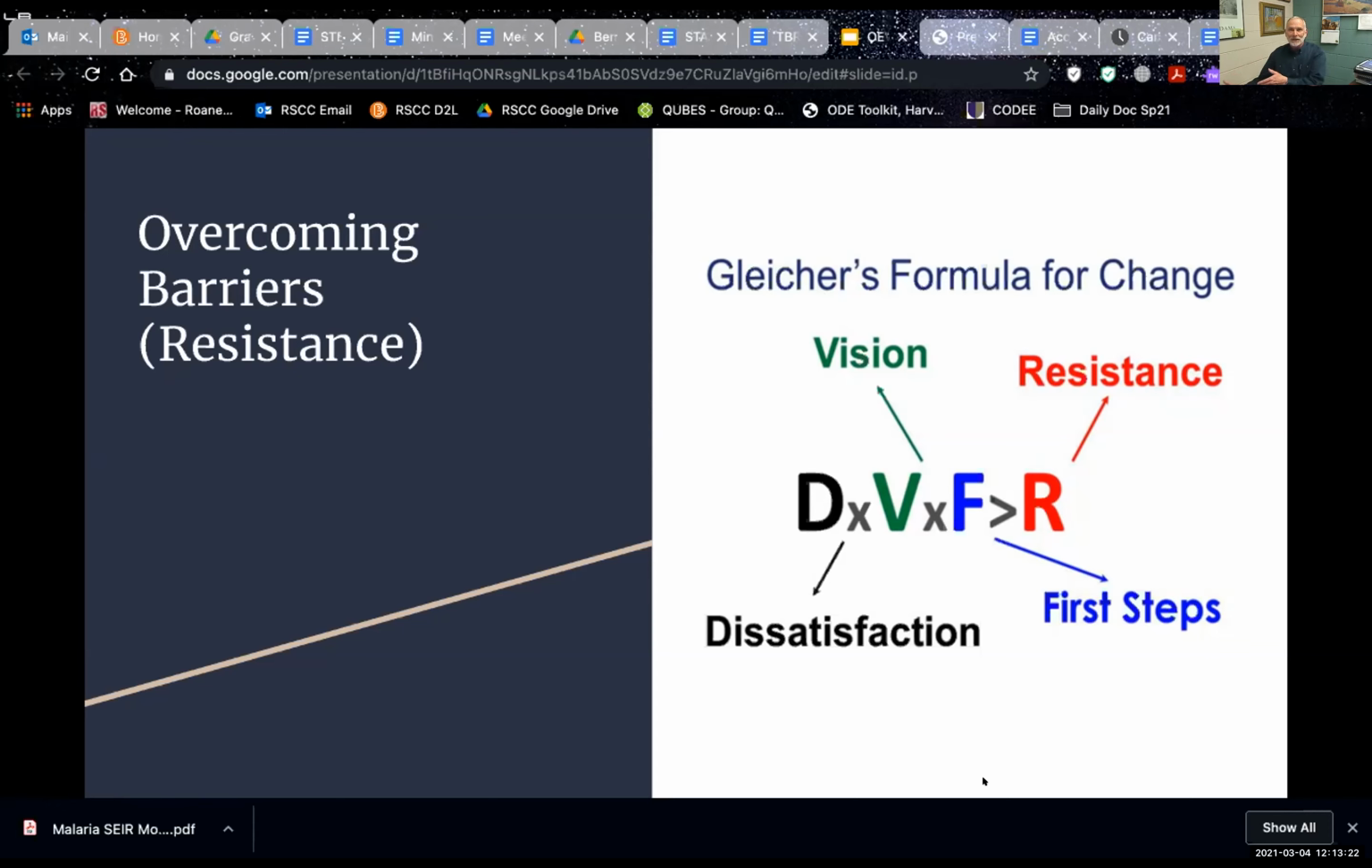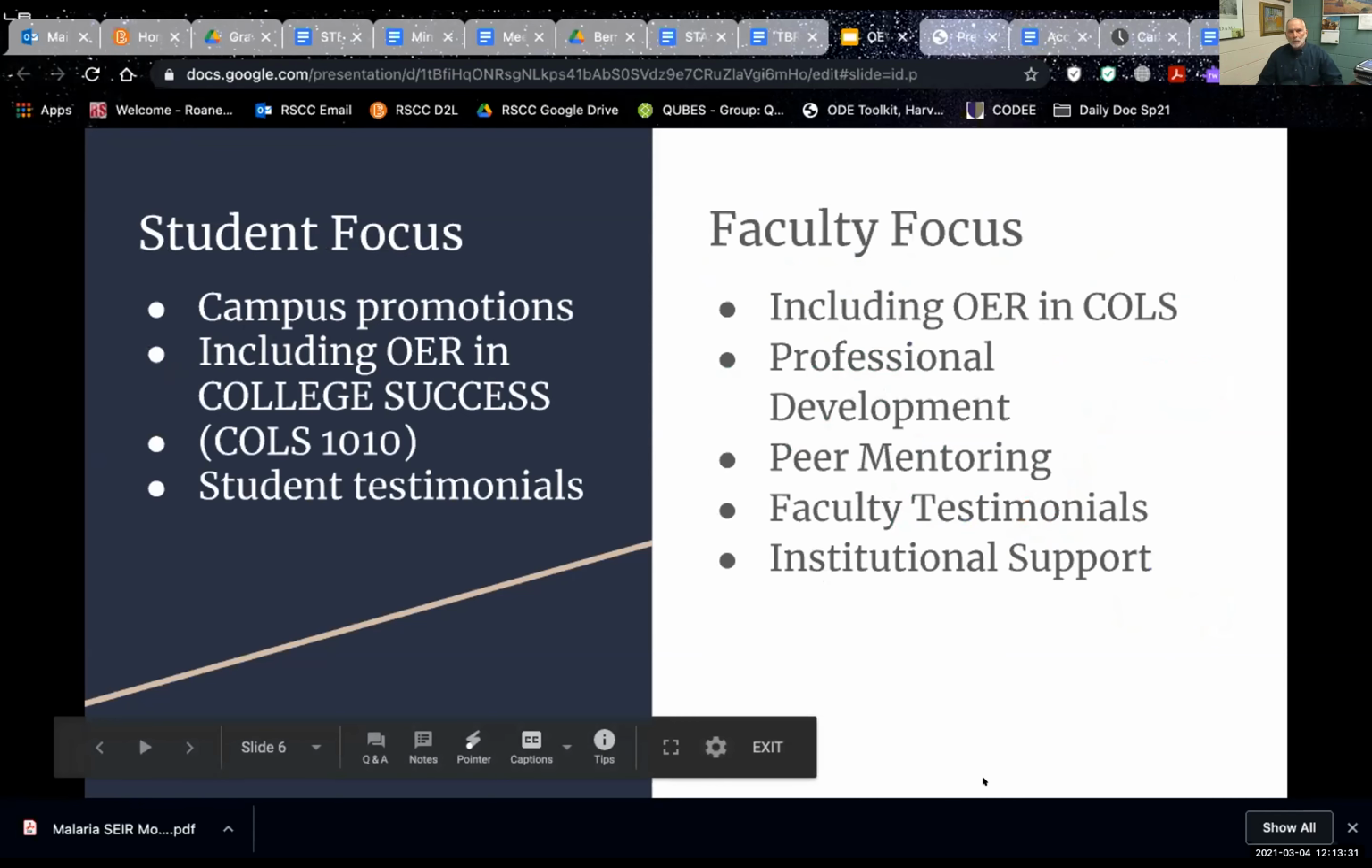It doesn't overcome resistance, and so you're not going to make the inroads in getting OER acceptance. So, our next slide. Part of the process that we're using to build awareness for OER is we've divided ourselves into two teams: one focusing on what we can do to improve student acceptance, and one on what we can do to improve faculty acceptance. I'm not going to go through those because we're not going to have time, so I'll just let you look at them. I think they're pretty straightforward. Then we'll move on to the next slide.